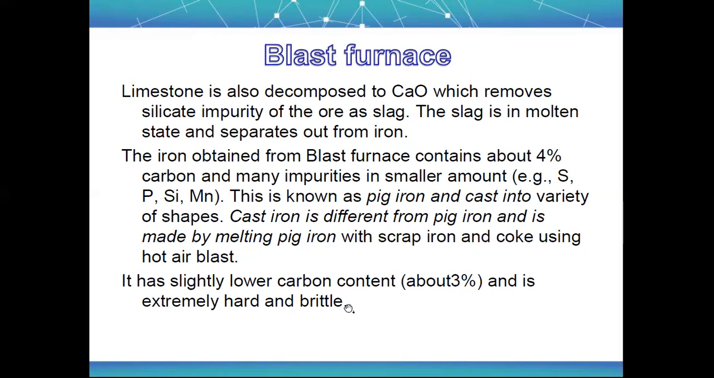So cast iron is different from pig iron. Two types of iron are obtained after performing the entire process. One is pig iron, which is a mixture of impurities with the iron, and cast iron is quite different from pig iron and is made by melting pig iron with scrap iron and coke using a hot air blast.